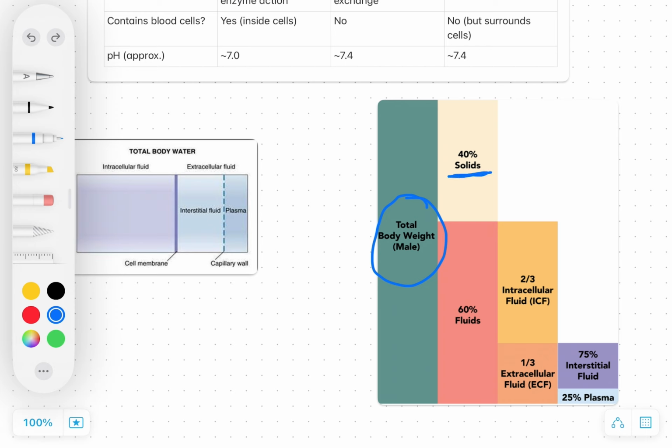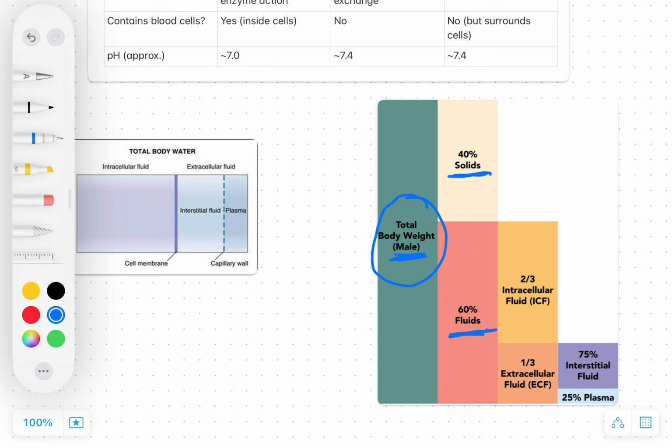Out of the total body weight, 40% is solid and 60% is fluids in the case of males. In females and in obese patients, the fluid levels will be somewhat less, up to 50%. So we will calculate based on a male: 40% solids and 60% fluids.